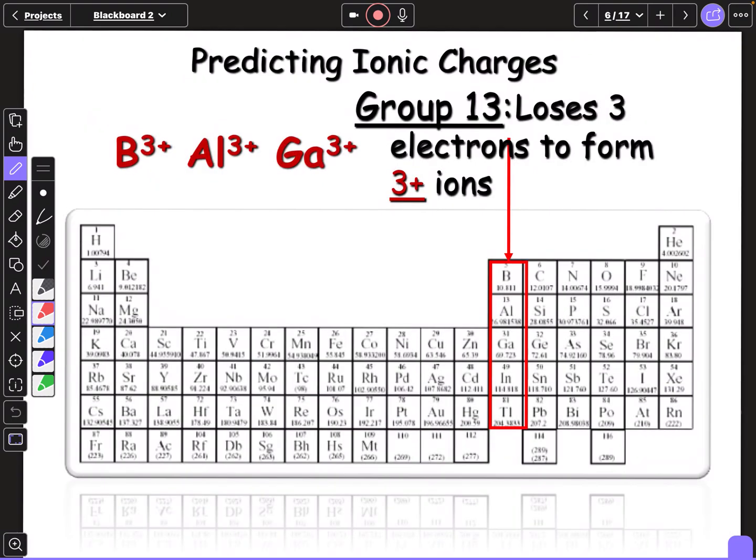Okay. Group 13, they lose 3 electrons to form 3+ ions. This group is also called 3A. Remember that they are a positive 3 or a 3 positive. Everything in that group. And really, boron mostly doesn't act that way. It mostly reacts with just other nonmetals to form covalent compounds. Really, it's just aluminum and gallium.